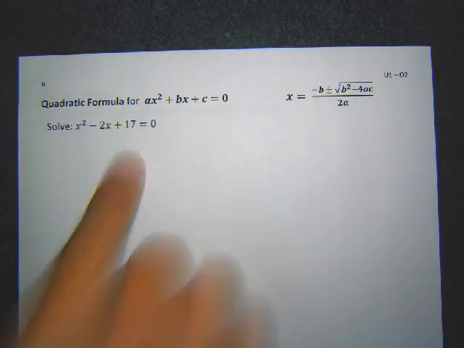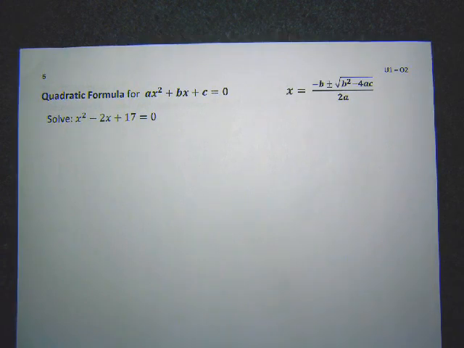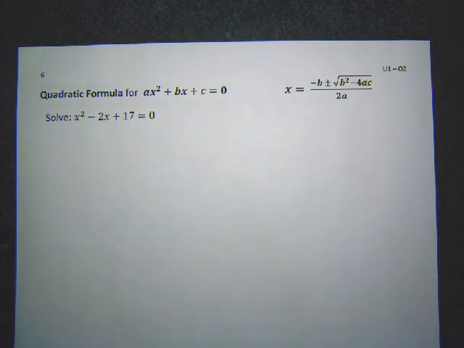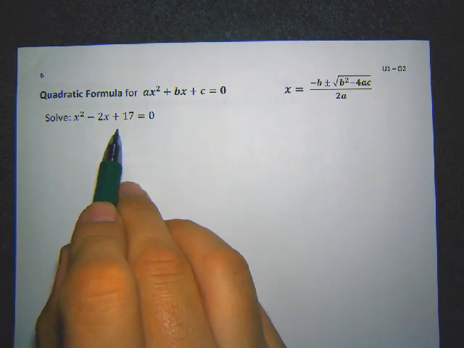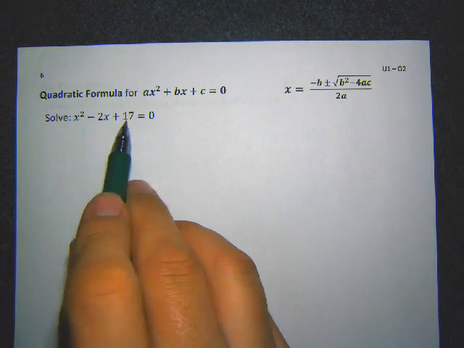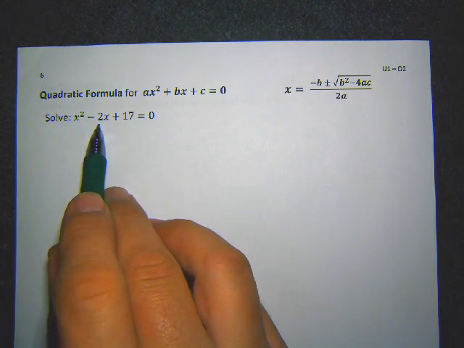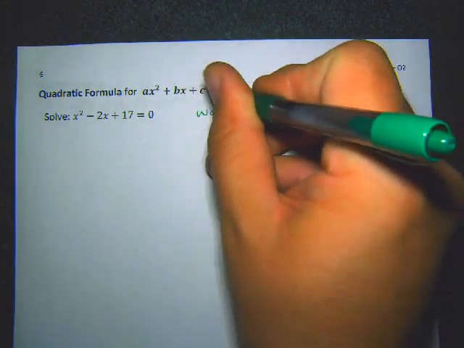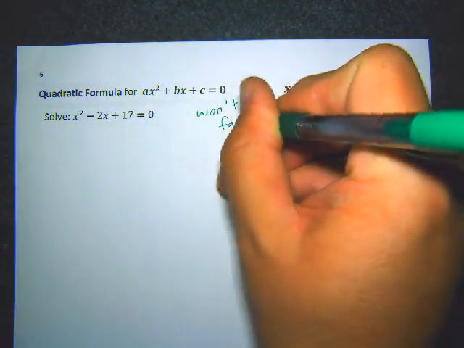Now this one you'll notice won't factor. If I ask what multiplies to 17 and adds to negative 2, the only things that multiply to 17 are 1 and 17. Nothing else works. So 1 and 17 cannot add to 2, or negative 2. You can't subtract to get negative 2. So this one will not factor, and since it won't factor, we need to use the formula.